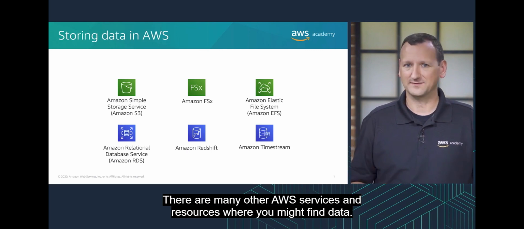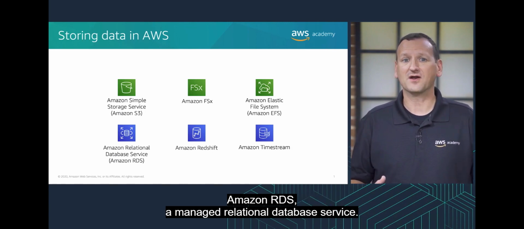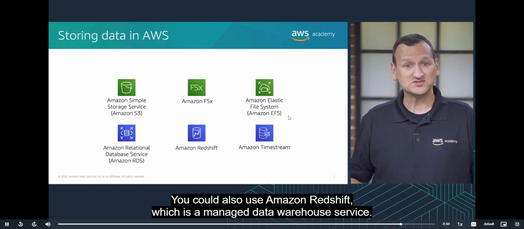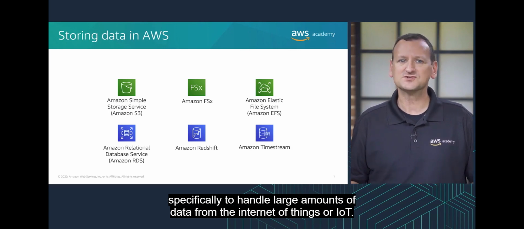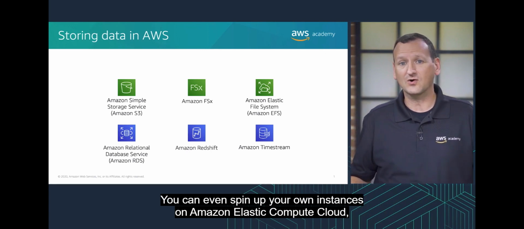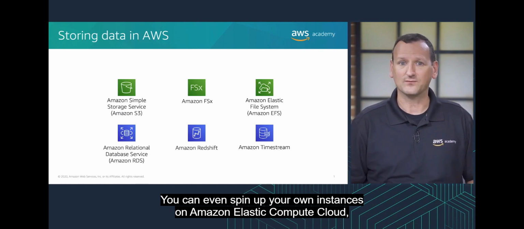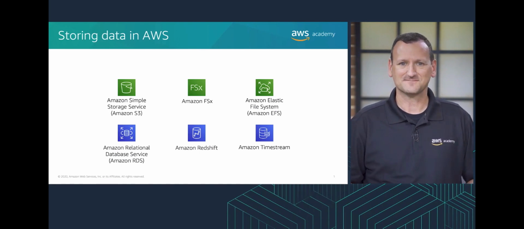There are many other AWS services and resources where you might find data. For example, you could use Amazon Relational Database Service, or Amazon RDS, a managed relational database service. You could also use Amazon Redshift, which is a managed data warehouse service. Another option is Amazon Timestream, a managed time series database designed specifically to handle large amounts of data from the Internet of Things, or IoT. You could even spin up your own instances on Amazon Elastic Compute Cloud, which is also known as Amazon EC2, and host your own database on these instances.